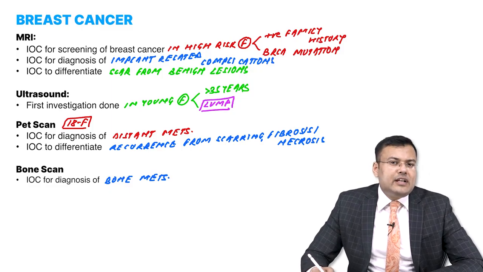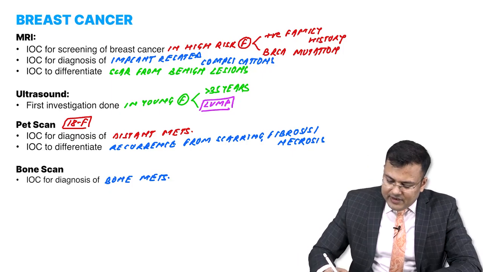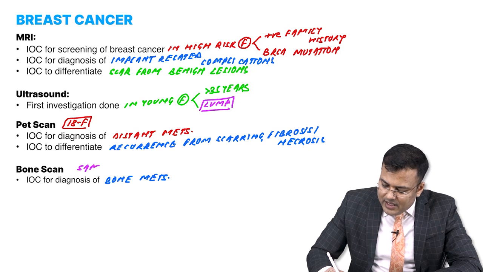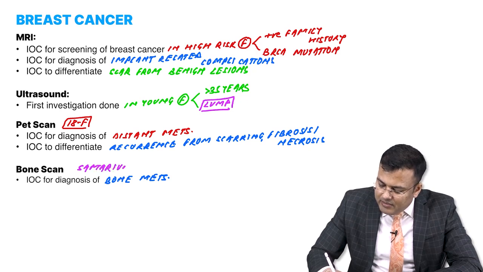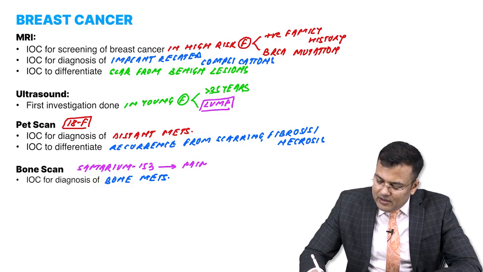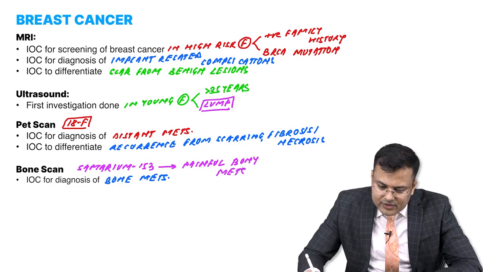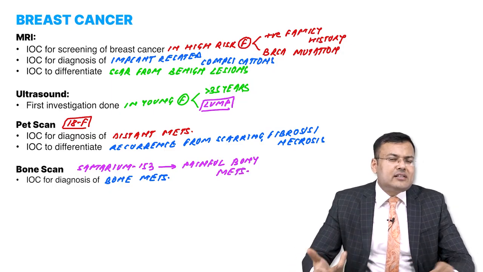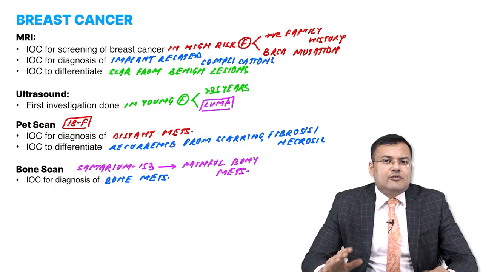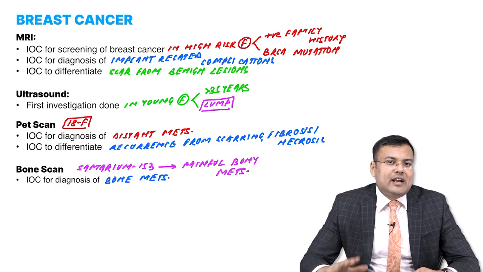And we are using one radioisotope for painful bone metastasis, samarium 153. So the name of the radioisotope we are using is samarium 153. It is useful for painful bony metastasis. Clear? We already discussed biopsy, the investigation of choice for confirmation and diagnosis of breast cancer, that's biopsy.